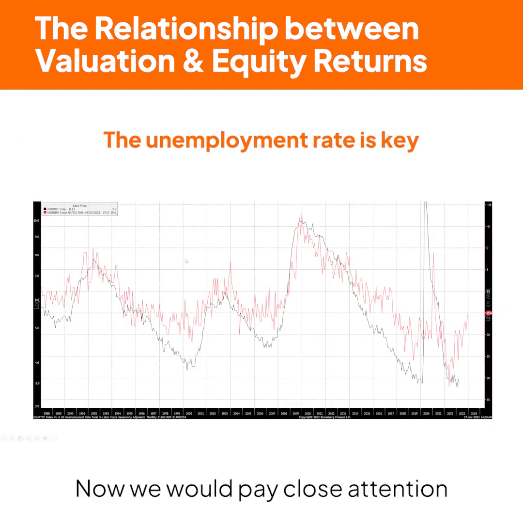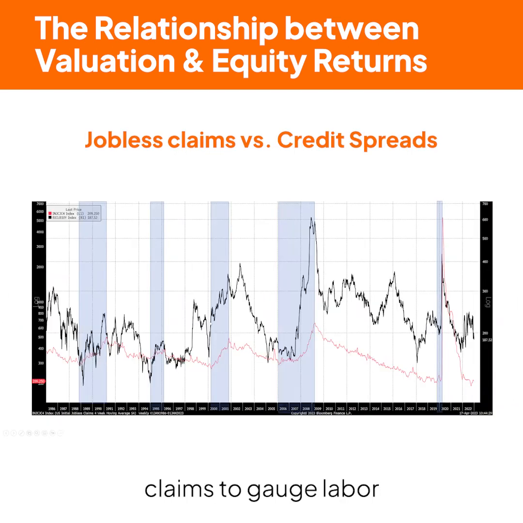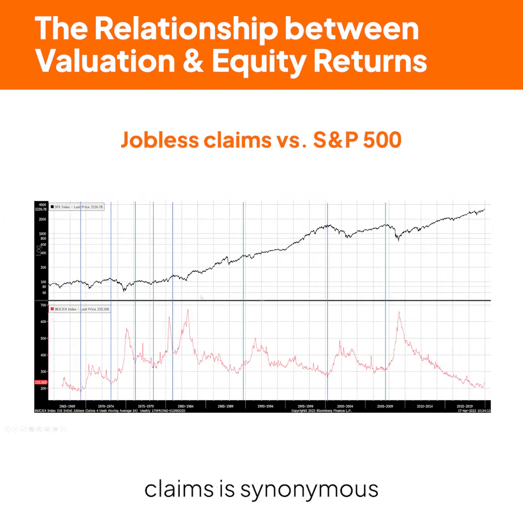Now, we would pay close attention to labor market health. The unemployment rate is a lagging indicator in business cycle terms, but rarely have equities rallied when the unemployment rate is on the rise. According to the NFIB survey, hiring plans are falling, which portends badly for the unemployment rate. So we look to jobless claims to gauge labor market health. When they are rising, credit spreads also tend to rise, and we've overlaid these periods in blue. And rising jobless claims is synonymous with falling equities not rising. Here, the trough in jobless claims, more often than not, coincides with peaks in the equity market.